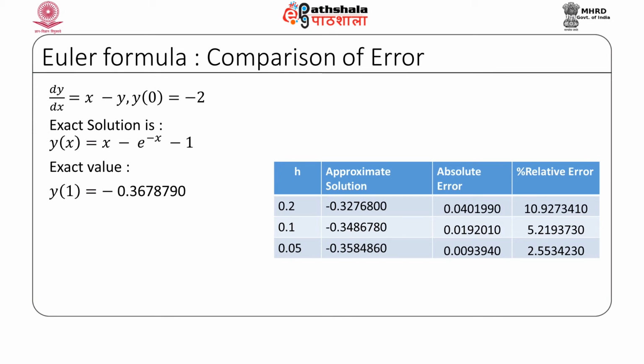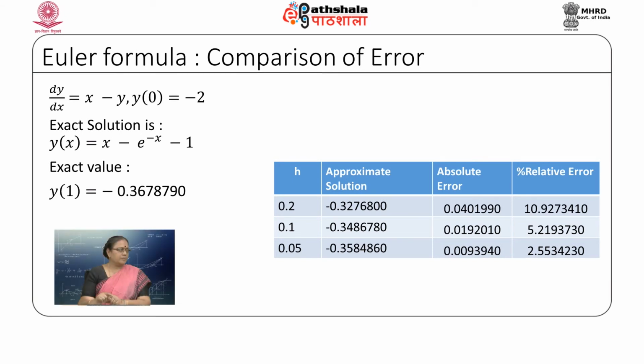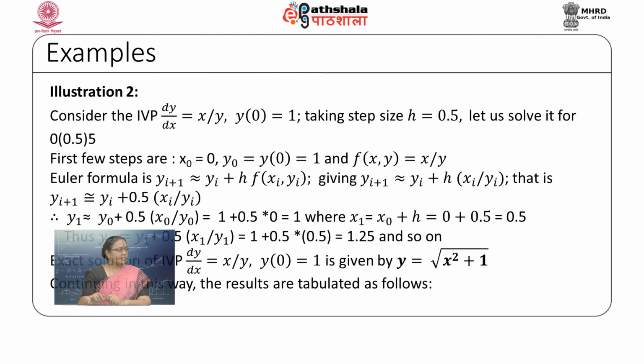With this particular example which we have taken, the exact value is minus 0.36788790, and see the approximate solution for the 0.2 step was minus 0.33, for 0.1 it was minus 0.35, for 0.05 it has become minus 0.35. The absolute error has gone on decreasing from 0.04 to 0.009, and percentage relative error has decreased from 10.92% to 5.21% to 2.5%.